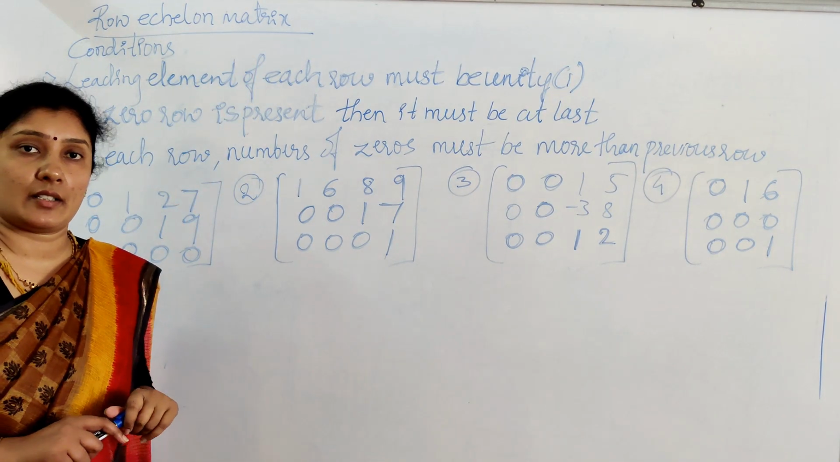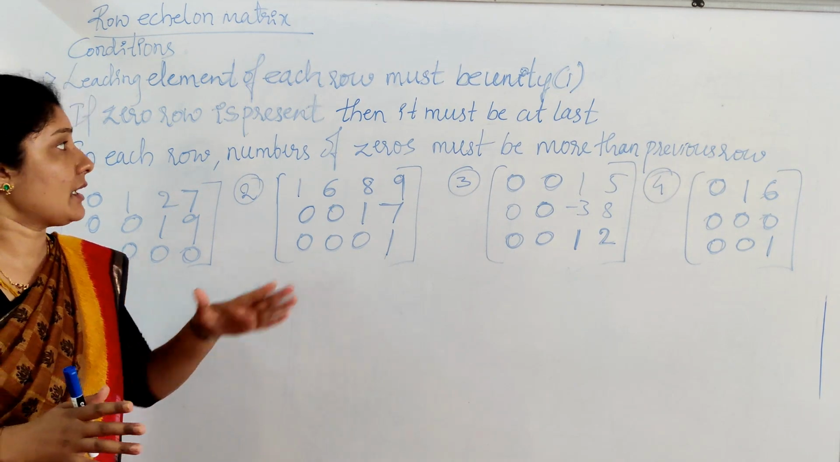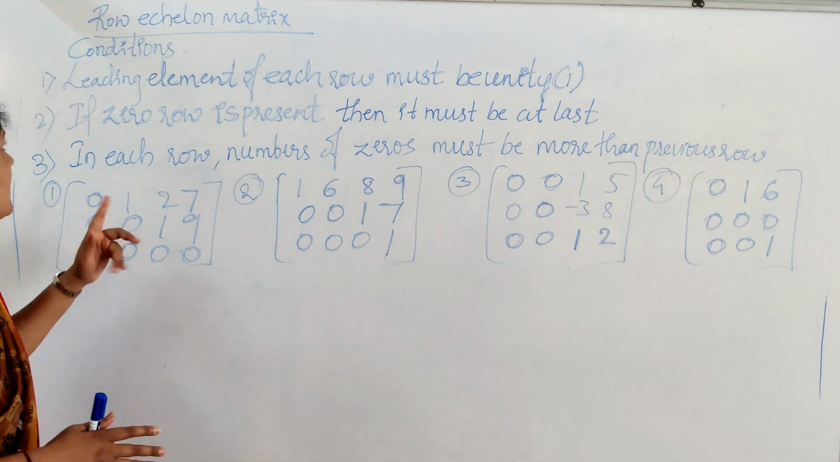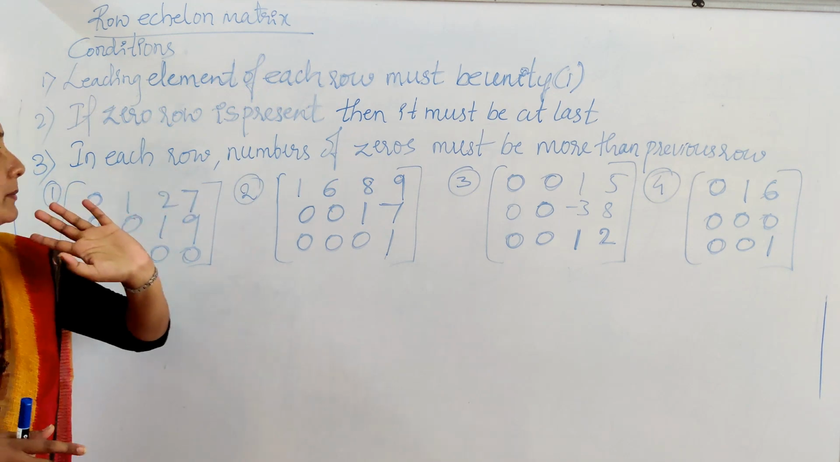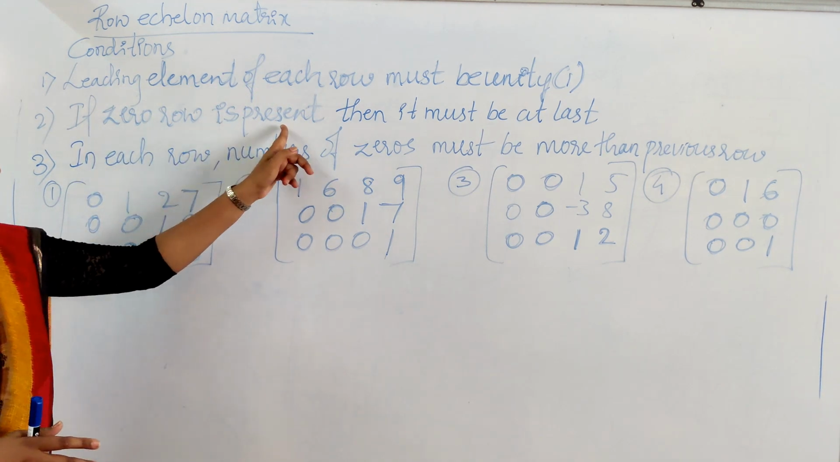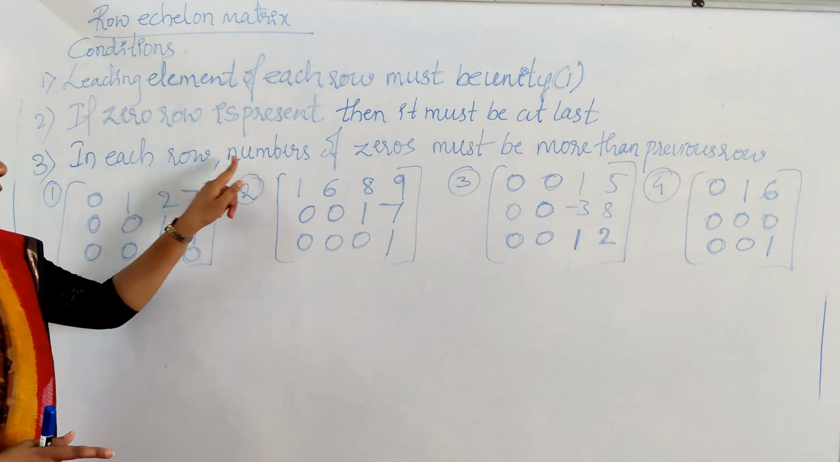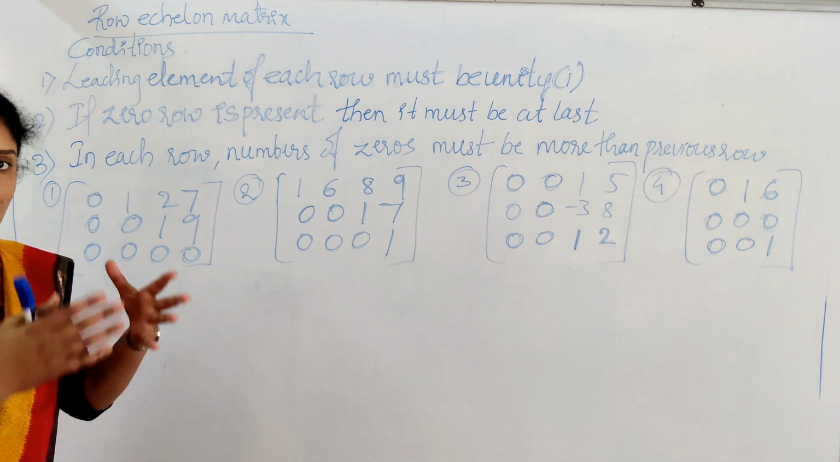Echelon matrix. A matrix is said to be a row echelon matrix if it satisfies three conditions. What are those conditions? The leading element of each row must be unity, that is 1. If a zero row is present, then it must be at the last. In each row, the number of zeros must be more than in the previous row. These are the three conditions.